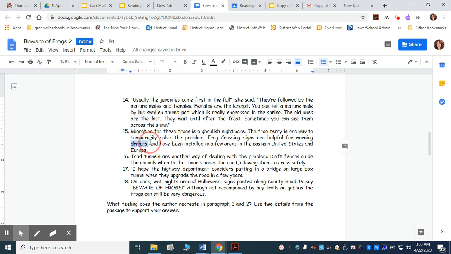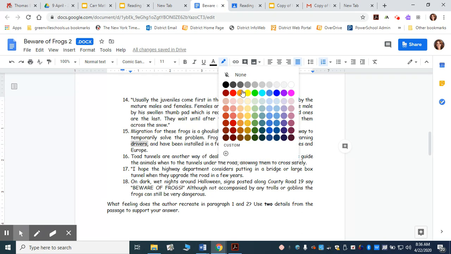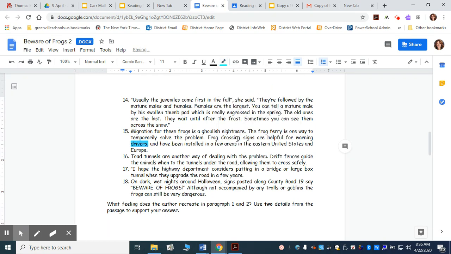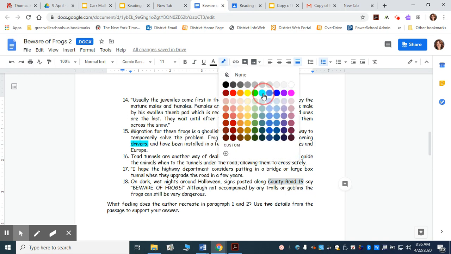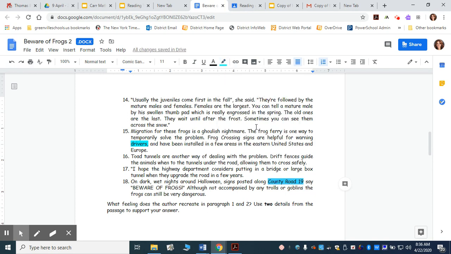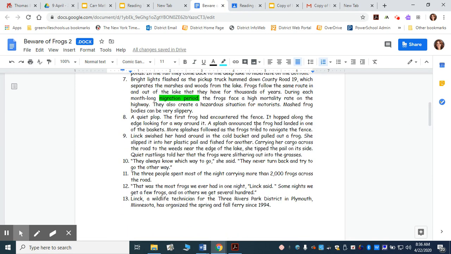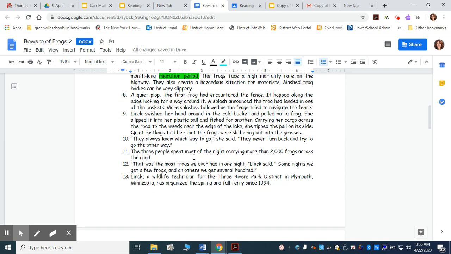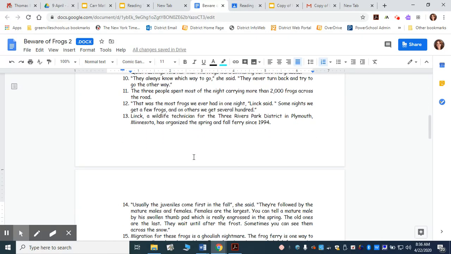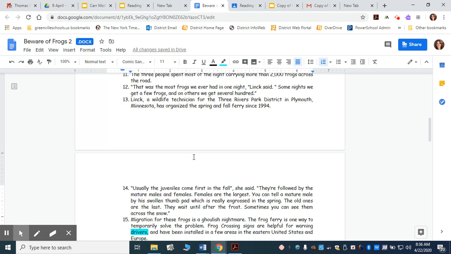warning drivers here. And if you remember, it talks about how it's dangerous on the road. The country road 19, that would indicate drivers because it's a road. These are all things that talk about why it's dangerous for people that are driving. So, because the frogs get slick and squishy, we talked about that yesterday.